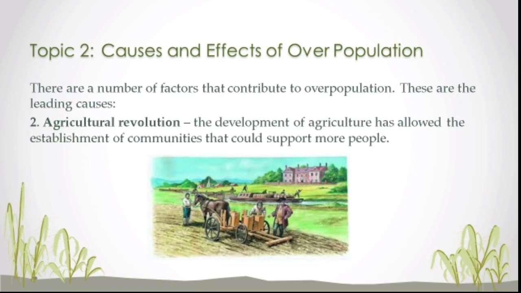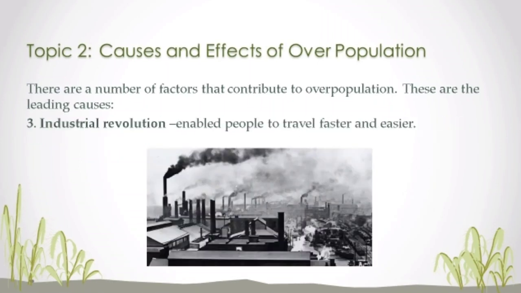Also, advances in agriculture effectively reduced the number of manpower requirements in agricultural production. This released more people to other fields of human endeavor. Third, industrial revolution. Industrial revolution enabled people to travel faster and easier. This has also led to migration to places not inhabited or sparsely populated before. Additional communities were established, eventually becoming centers of population growth.